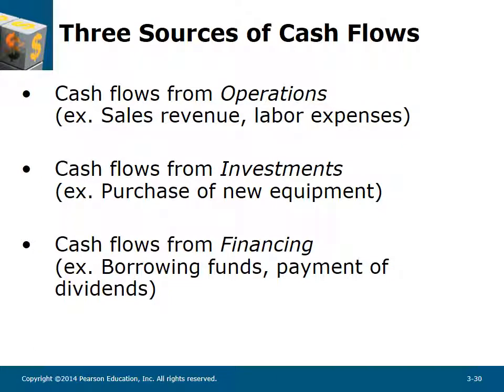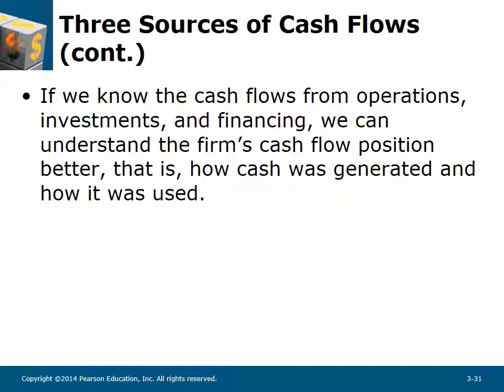So once again, three sources of cash flow: from operations, sales revenue, and labor expenses. Net cash flows from investment, purchasing new equipment or selling equipment. Cash flows from financing, an example is borrowing more money. That would be a positive effect, but paying a dividend would be a negative effect. So we have to know where to put it and how cash was affected by that transaction. If we know the cash flows from operations, investments, and financing, then we can understand the firm's cash flow position better. That is, how cash was generated and how it was used. That's what it's telling us.